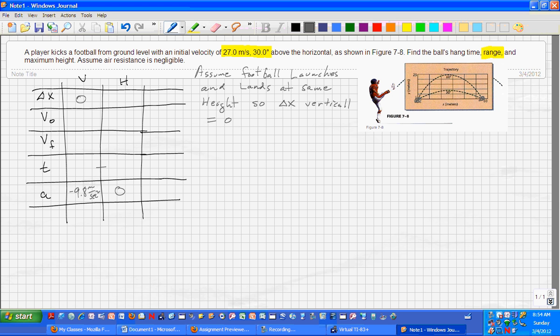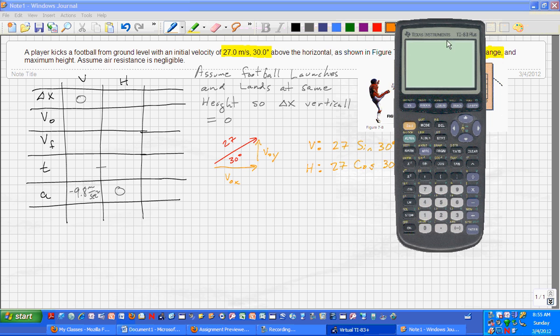All right, so let's go ahead and figure out our original velocities from Chief SOHCAHTOA. What we've got is this football being launched at 27 meters per second and at an angle of 30 degrees. So we're going to break this into the horizontal component, that's V0 in the X direction, and V0 in the Y direction. We're going to use the Chief to calculate that. So in the Y direction, the vertical direction, we're going to be looking at 27 times sine 30 degrees. In the horizontal direction, or the X direction, we're looking at 27 times cosine 30 degrees. Let's go ahead and grab a calculator and figure that out.